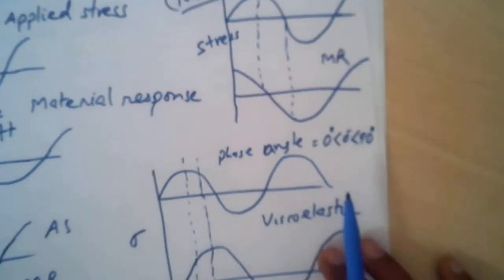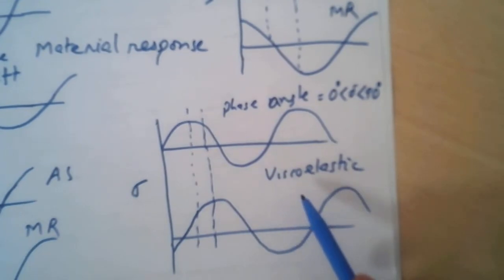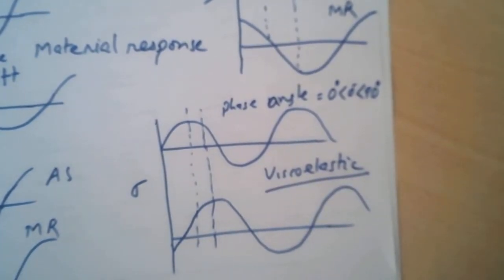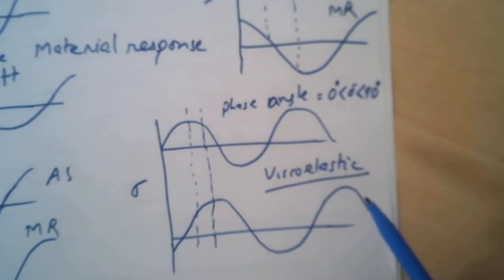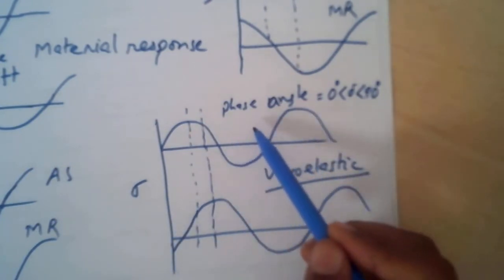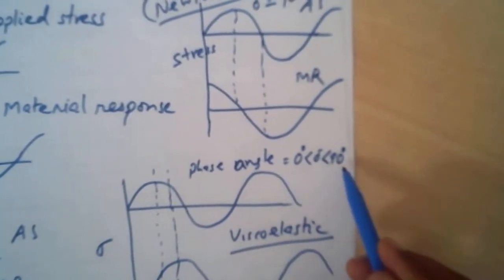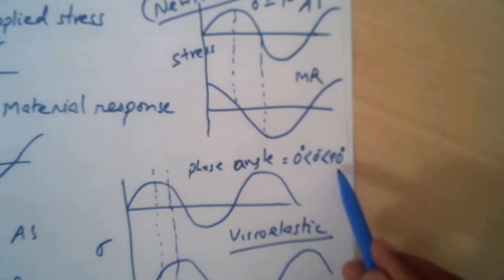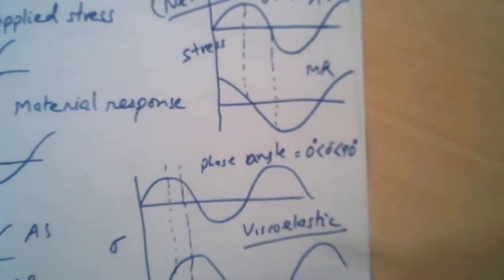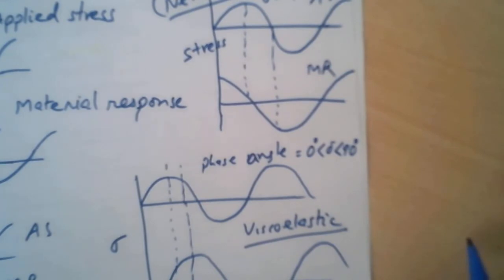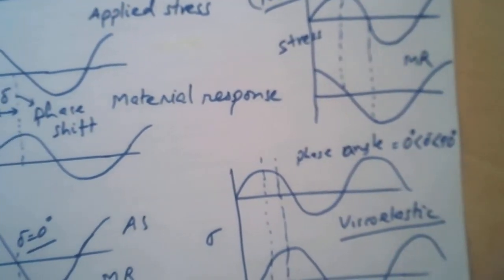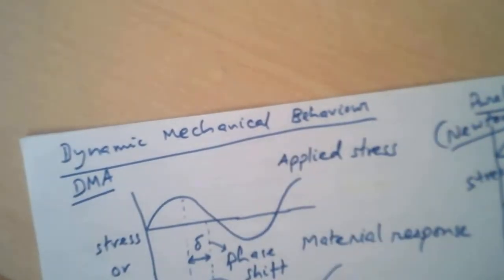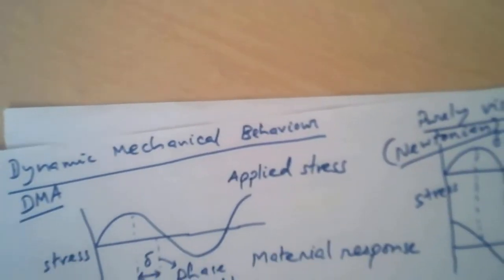Okay. So if you take a viscoelastic material, as most of the polymers are viscoelastic in nature, they are both viscous and elastic. So you will find this phase angle between 0 and 90 degree. Okay, so that's exactly what we find in dynamic mechanical behavior.